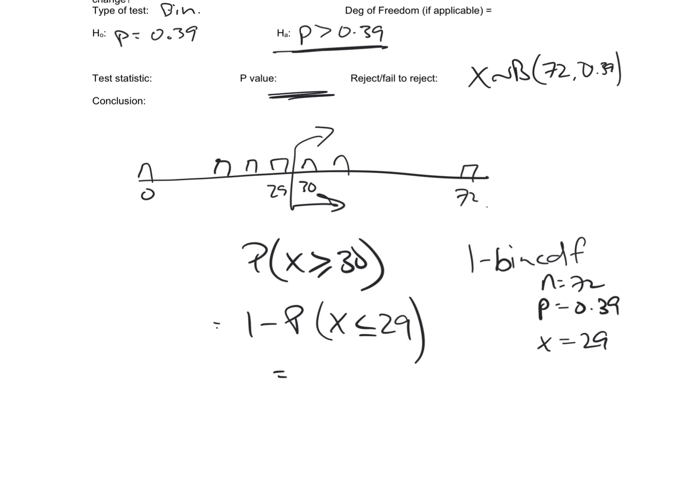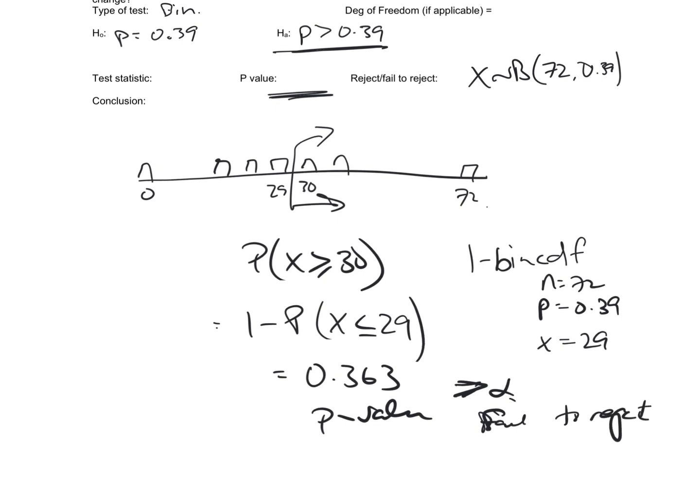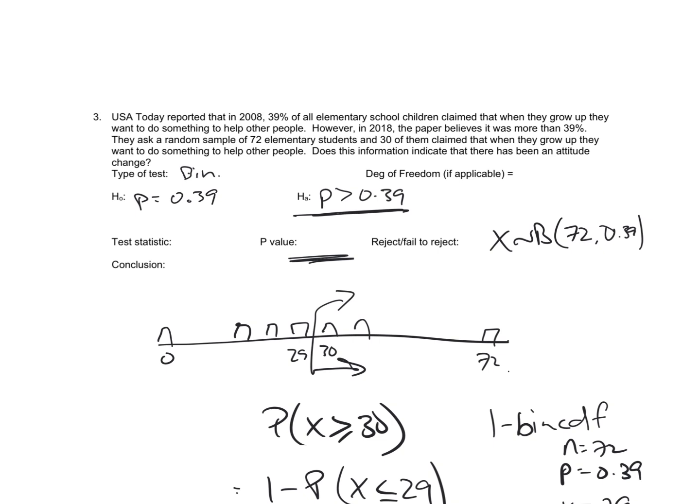And you should get, looking at my notes, 0.363. This is the p-value. From that p-value, we know it's bigger than alpha, so we will fail to reject. Okay, so in doing the binomial, we find our n, we find our probability, we make our hypothesis, and go from there.